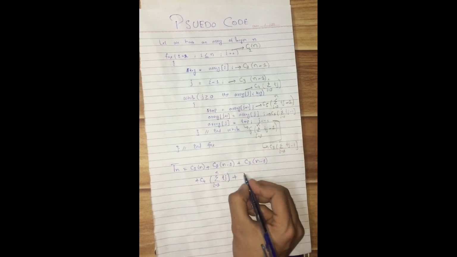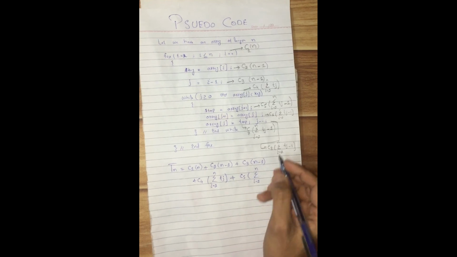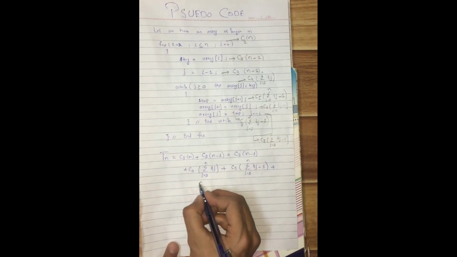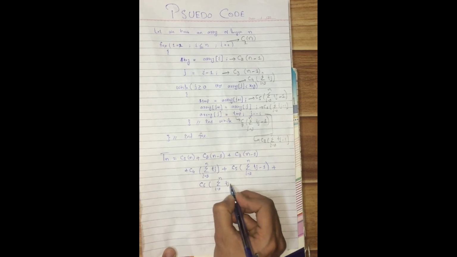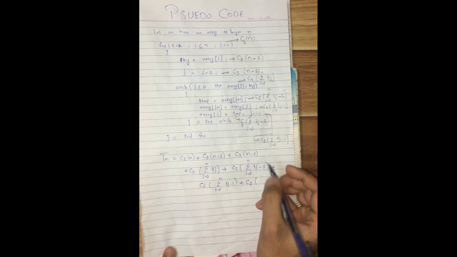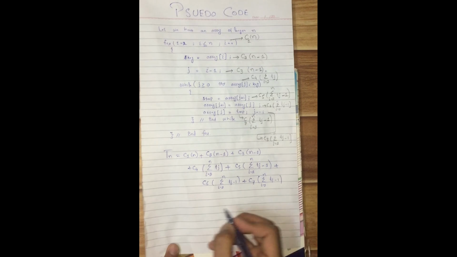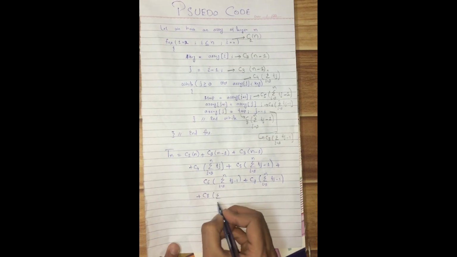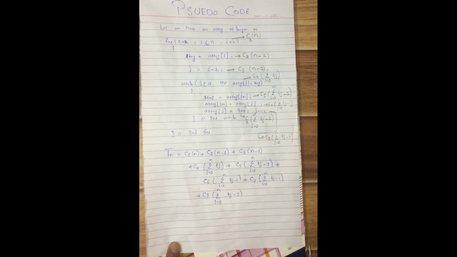Plus c5 times the summation of i equal to 2 to n of t of j minus 1, plus c6, which is the same summation of i equal to 2 to n of t of j minus 1, plus c7, the same, and plus c8, similarly the summation of i equal to 2 to n of t of j minus 1.